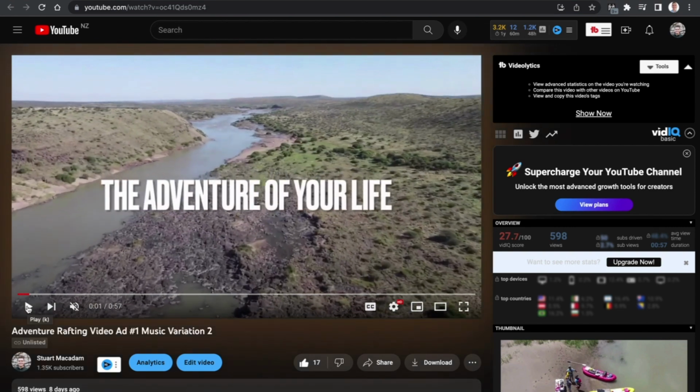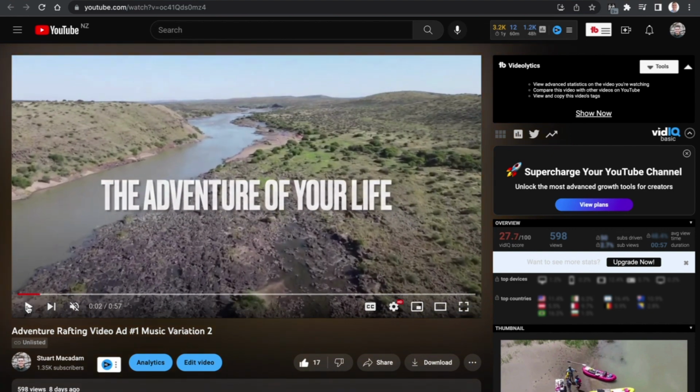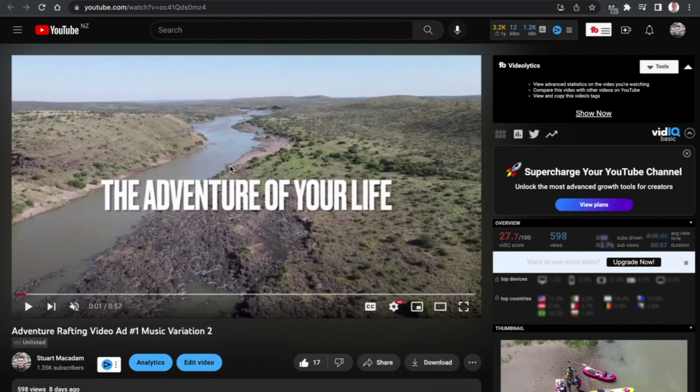We introduced a great initial headline, "The Adventure of Your Life." So it's got their interest, and they can see the Orange River there. They can see the beauty from a wide angle, but where exactly is this? They don't know yet. So let's go to the next part. First 5 seconds: the adventure of your life on the mighty Orange River. Most important thing with any great YouTube video ad is having a good way of capturing the attention of people in your target market.